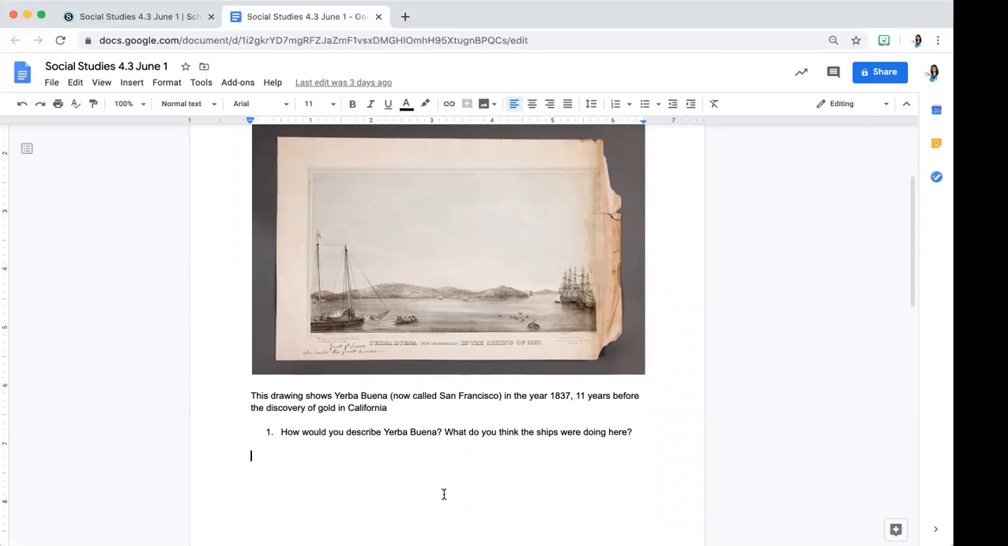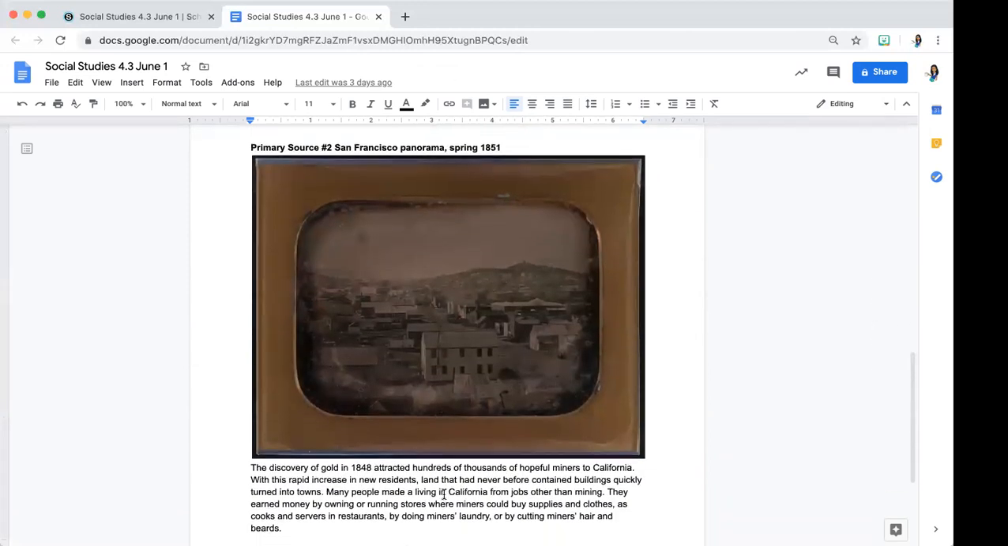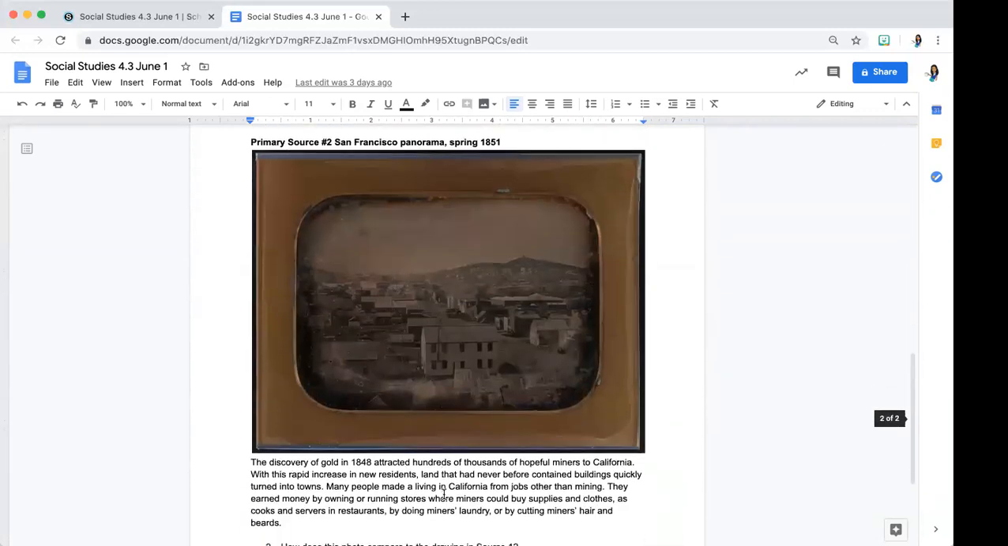Okay. The second source is a picture of San Francisco, and it's in spring of 1851. So remember that the gold was discovered at Sutter's Mill in 1848. So this is 3 years after the discovery of gold. And look at San Francisco now. This is Yerba Buena in 1851, right? You will notice that there are buildings and homes and all sorts of things. Very stark contrast to the first image that we saw. It's a big difference.